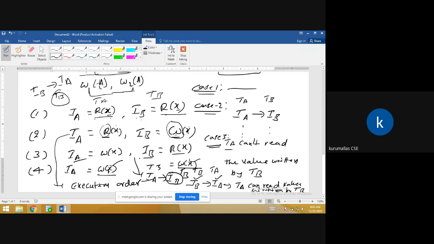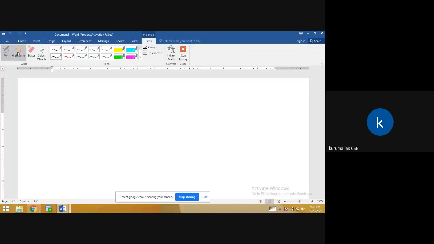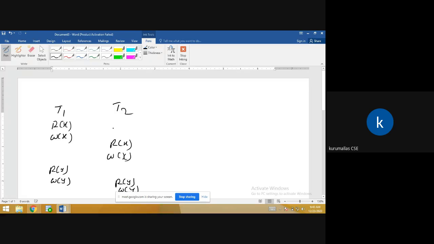For example, if you take two transactions, T1 and T2, with R of X, W of X, R of X, W of X, R of Y, W of Y, R of Y, W of Y. Here, the write of X operation in T1 conflicts with the read of X operation in T2. But the write of X operation in T2 does not conflict with the read of Y operation in T1.